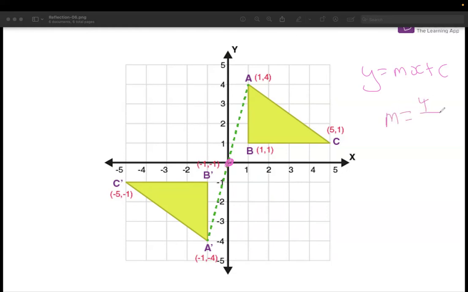It's 4/1, isn't it? Rise over run. We're rising 4 and running 1. So I've got y equals 4x. And then we said c is 0, so I don't need to write anything. Don't need to write plus 0. So my reflection line is y equals 4x. Now you can, yeah, anyway, I won't say that. That'll make things more complicated. All right, let's do one more.